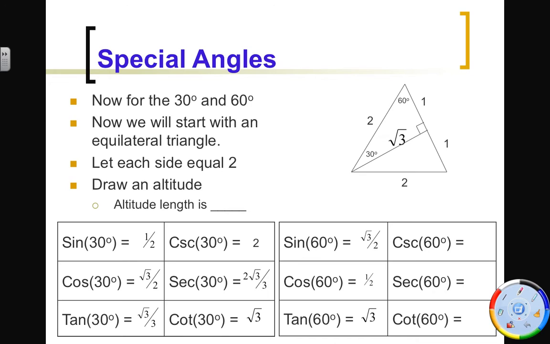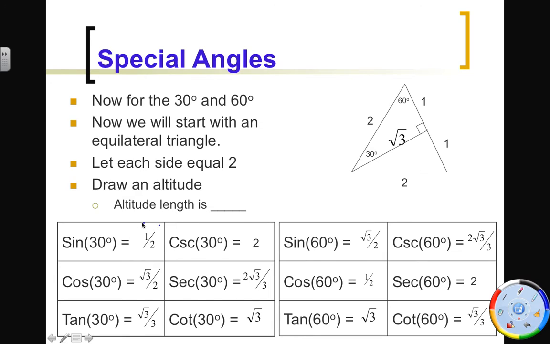And then finding all of your reciprocals, but we already know all those reciprocals. We know that the reciprocal of √3/2 is 2√3/3. Secant is 2, and cotangent is √3/3. And there's little things that you need to notice here that are going to come up for us later.